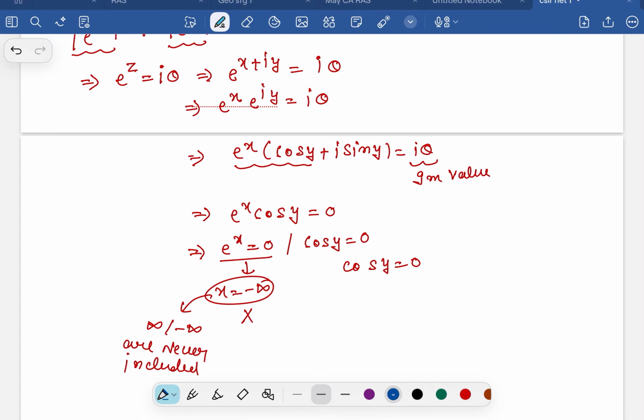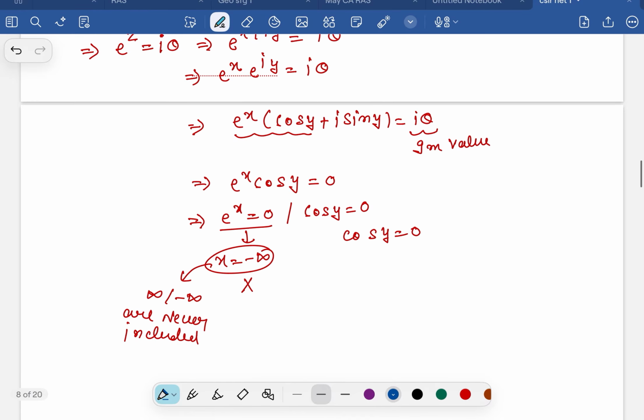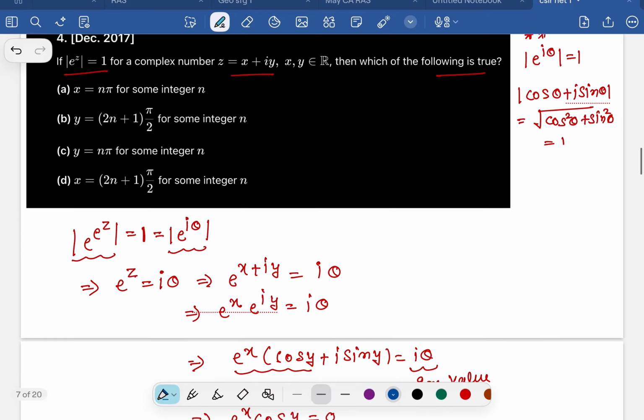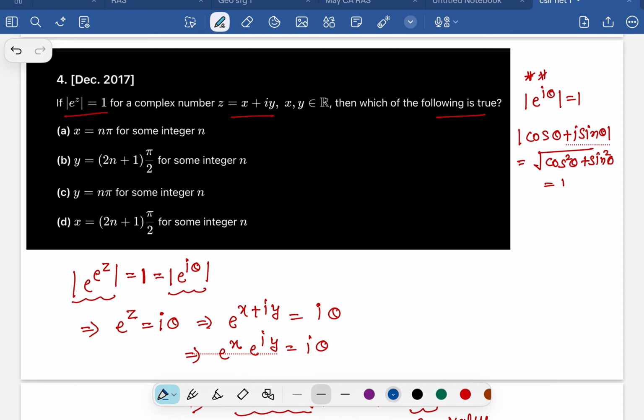Now when is cosine 0? When theta is equal to pi by 2 or 3 pi by 2 or 5 pi by 2. So y has to be some odd multiple of pi by 2, where n belongs to the set of integers, the set of integers positive or negative. So what answer came, look once. n pi is wrong, 2n plus 1 times pi by 2 for some integer n is absolutely correct.